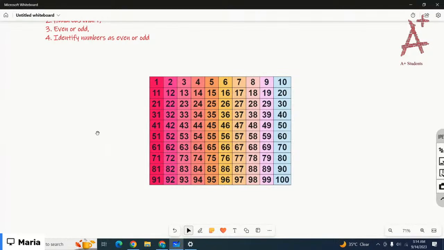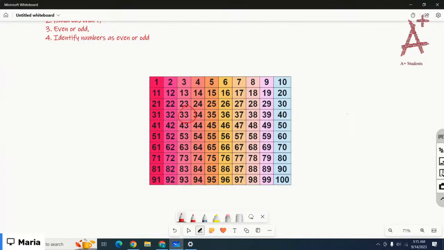Okay, we have to do different examples related to the hundreds chart. For example, select the number that is 1 less than 33. Okay, you have to find a number on the hundreds chart that is 1 less than 33. So how do you find? First of all, you have to find 33 on the hundreds chart, right? Okay, where is 33? Let me just find. Okay, here is 33.